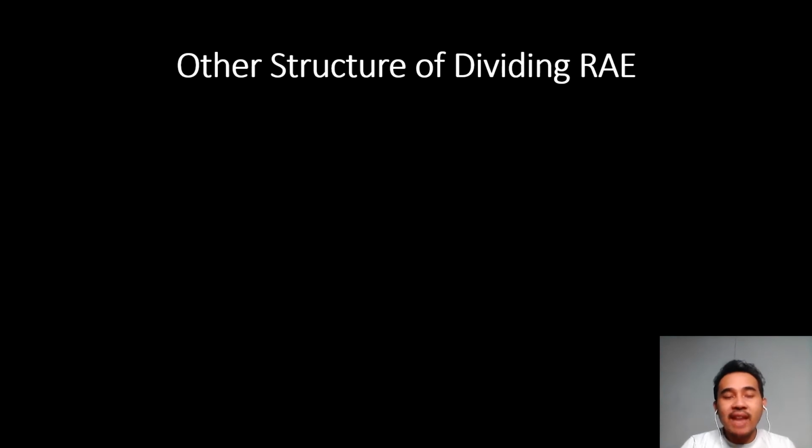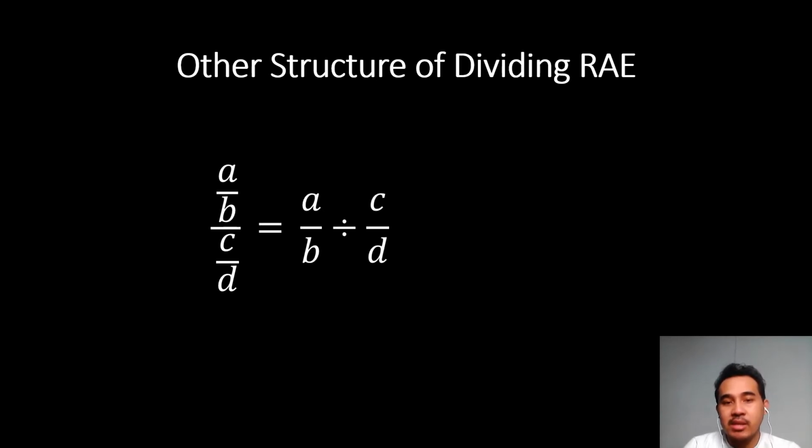We have what we call the other structure of dividing rational algebraic expressions, which is the complex structure. So we have a over b divided by c over d. It's just the same as the previous structure, which is a over b divided by c over d. Therefore, we have the same quotient, which is ad over bc.